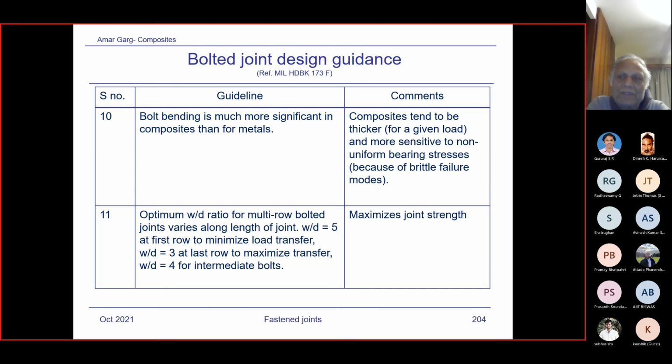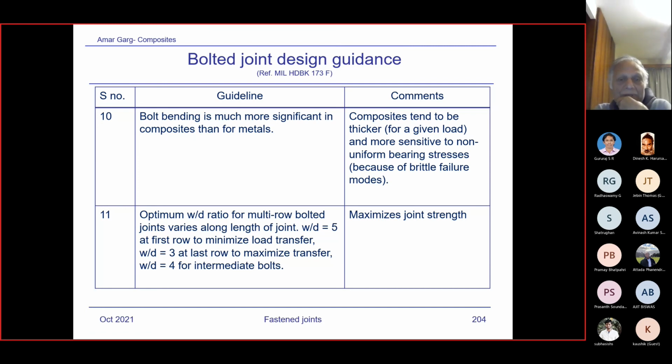And that is why you have to increase the thickness of the laminate in order to achieve the same type of load carrying capability in bearing compared to aluminum. That means the strap becomes thicker, and if the strap becomes thicker, it increases the bolt bending moment. If the bolt bending moment goes up, the bolt will try to fail. And that is why bolt bending is more critical for composite joints than for metals.